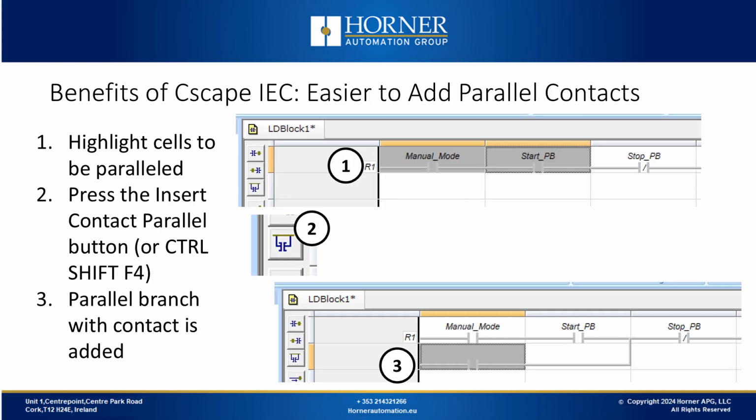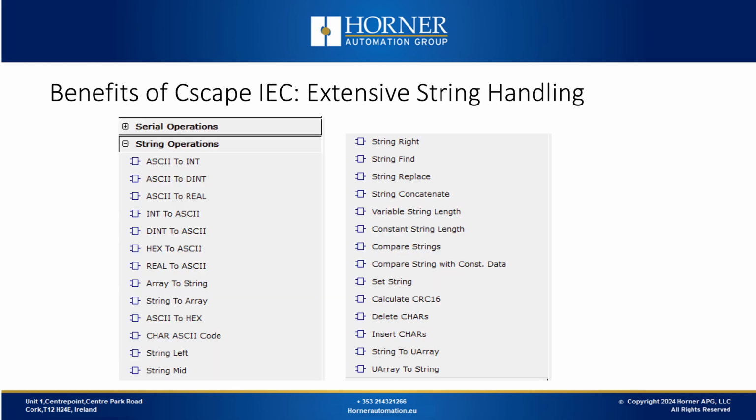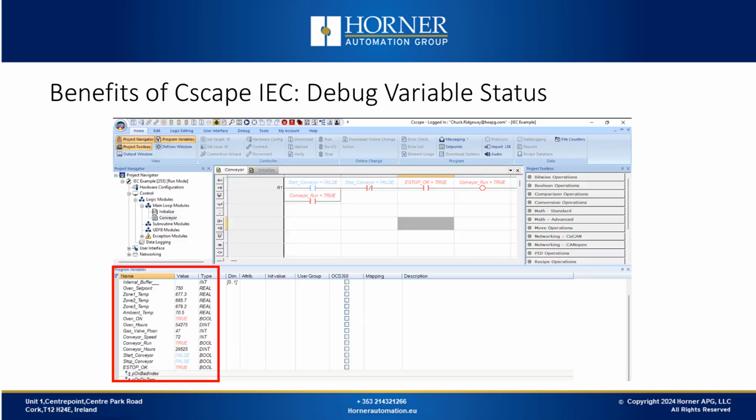In terms of ladder editing, it is now much easier to add a series of parallel contacts, as you can simply click the Contact Parallel button to the left of the logic window. Cscape IEC also offers extensive string handling functions and instructions, as seen in the list here. Next, we will look at some of the debug capabilities available with Horner's IEC editor and Cscape that you may not find with some competing IEC editors.